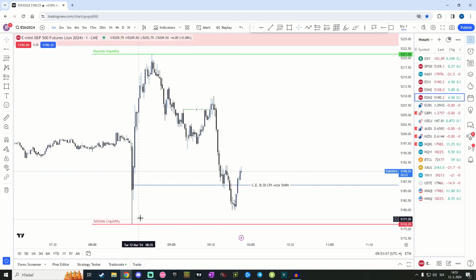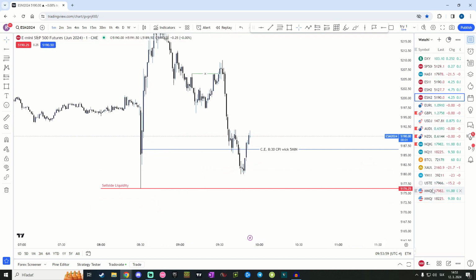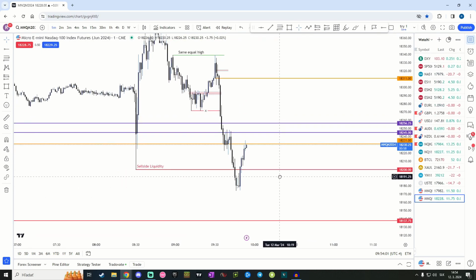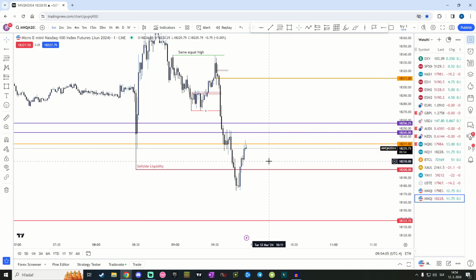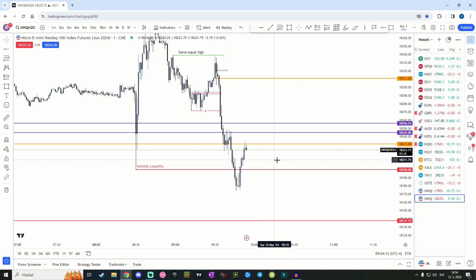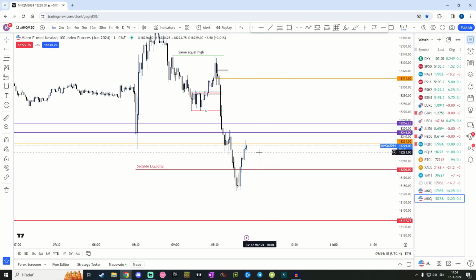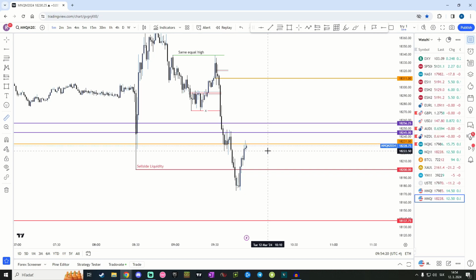So just to show, we can see the sell side liquidity on ES was not swept. So we had SMT there, and that's what I was trying to basically trade. We have a 1 minute fair value gap here, which could potentially be used for a trade idea. But I'm not sure if I want to use that. My stop loss would be just down here. Yeah, it's very small.